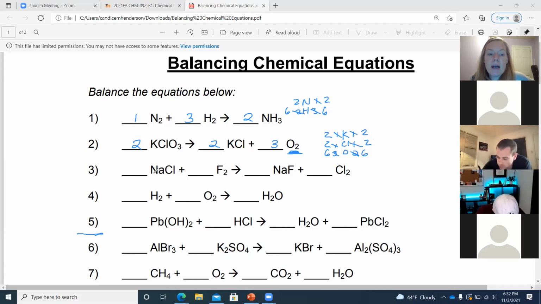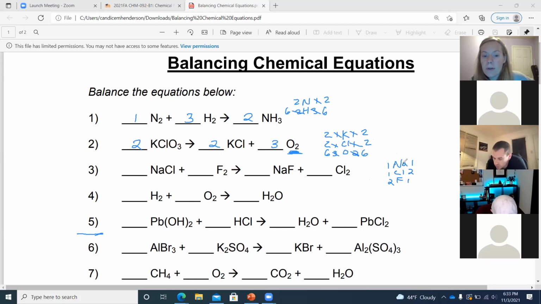This here, we've got sodium, Na, we've got chlorine, Cl, and we've got fluorine. I start with 1 sodium, 1 chlorine, and 2 fluorines. I end with 1 sodium, 1 fluorine, and 2 chlorines. I like when I see 2s on both sides. Usually means it's going to be kind of a quick fix.